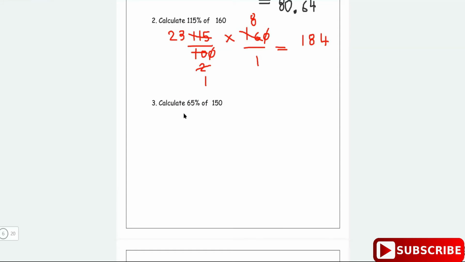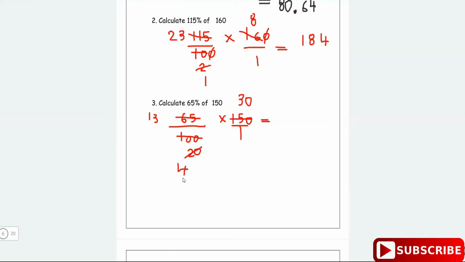Now this one says calculate 65% of 150. To calculate 65% of 150, it's going to be 65 over 100 multiplied by 150. This is equal to, now 5 into 65 goes 13 times, and 5 into 100 goes 20 times. Then 5 into 20 goes 4 times. And then 5 into 150 goes 30 times.